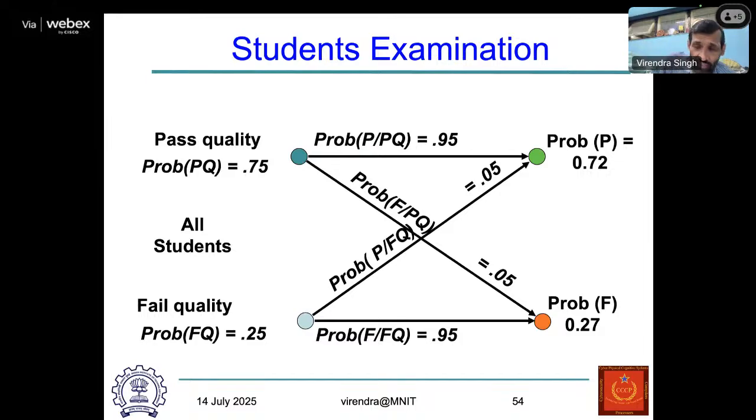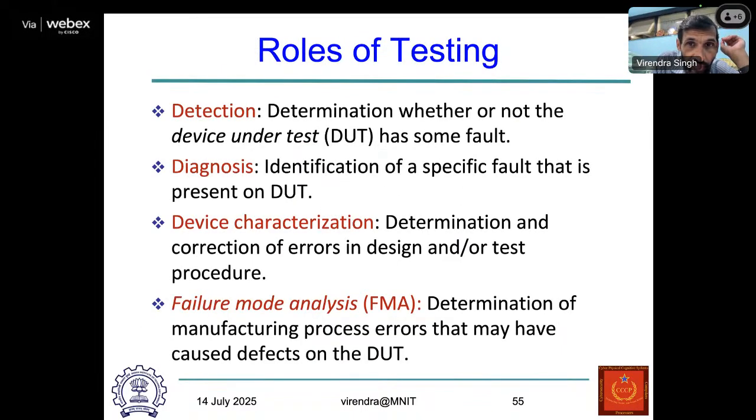However, because we cannot apply all possible vectors, you can apply only a few vectors, and therefore some bad chips may be shipped as good chips. So now the testing has several roles.